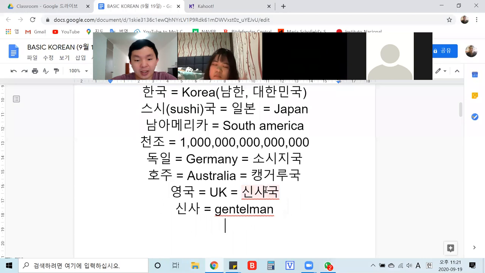We have some sort of good-meaning slang for the UK or America, and Japan as well. Sushi. Yeah, we love sushi. You know, I love sushi. Anyway, okay, let's move on. Next one.